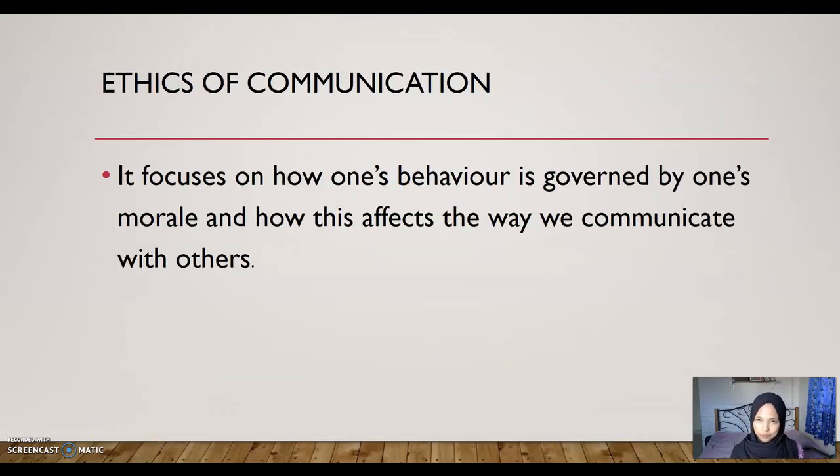So, what is ethics of communication? Ethics of communication basically focuses on how one's behavior is governed by one's moral and how this affects the way we communicate with others.